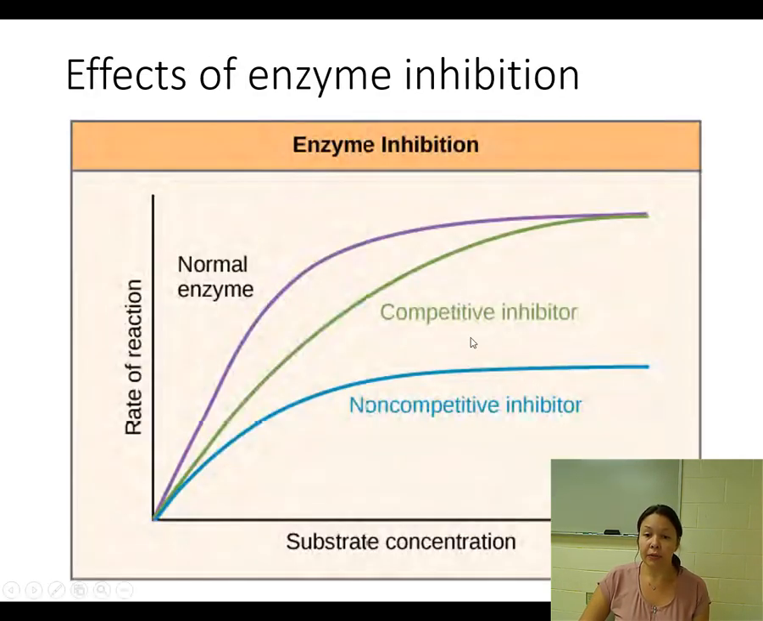As I mentioned to you, a non-competitive inhibitor will decrease the rate of a reaction severely versus a competitive inhibitor. So here in blue, we have non-competitive inhibition. Here in green, we have competitive inhibition, and a normal enzyme in purple. And so based on substrate concentration on the x-axis and the rate of a reaction on the y, we can see the rate of a reaction severely declines for a non-competitive inhibitor because you are completely shutting down the active site.